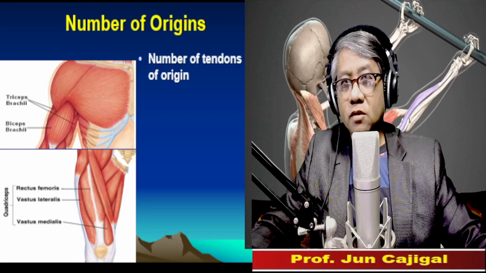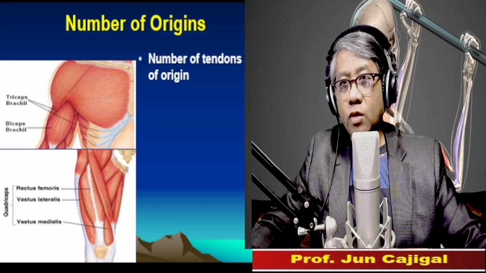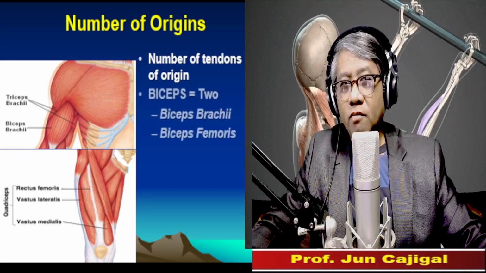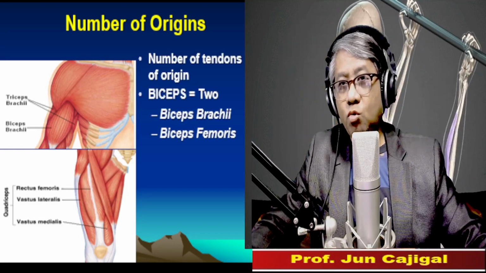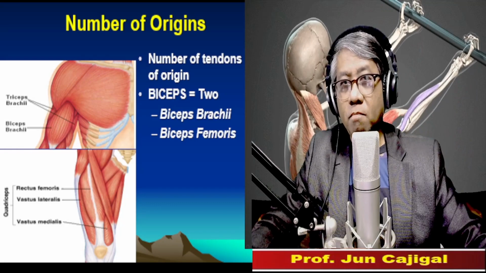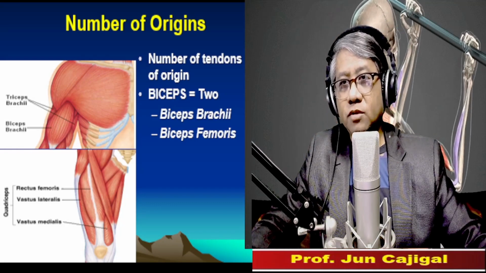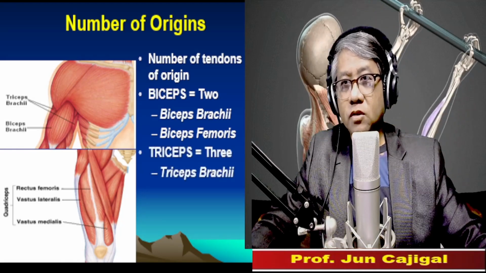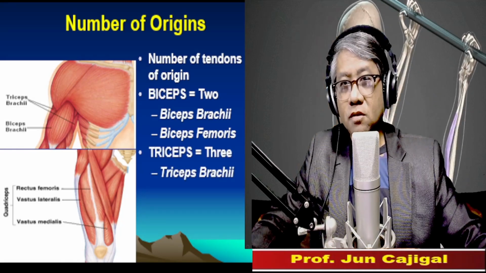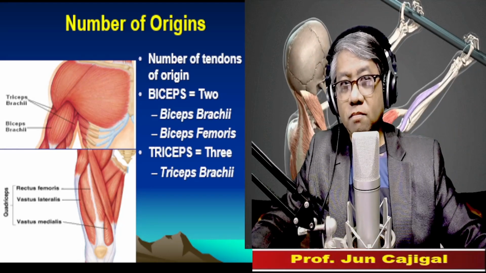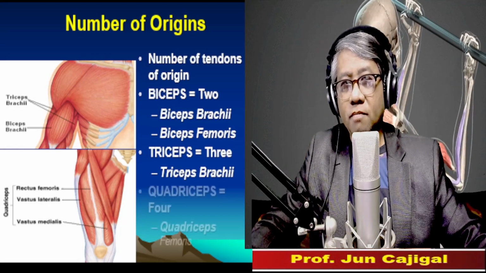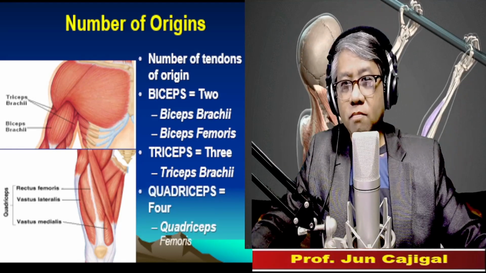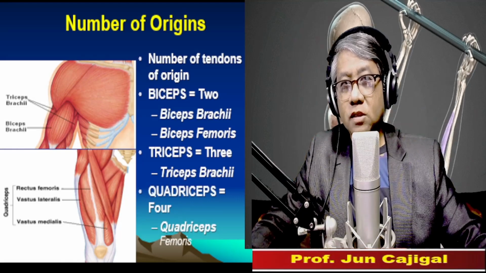Now, in this basis of naming skeletal muscles, we count the number of tendons of origin. If the muscle has two origins, we call that biceps, like biceps brachii or biceps femoris. If the muscle has three origins, then we call that triceps, like triceps brachii. If there are four origins, we call that quadriceps, like quadriceps femoris.